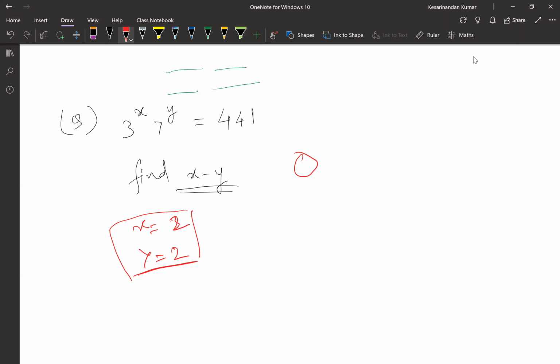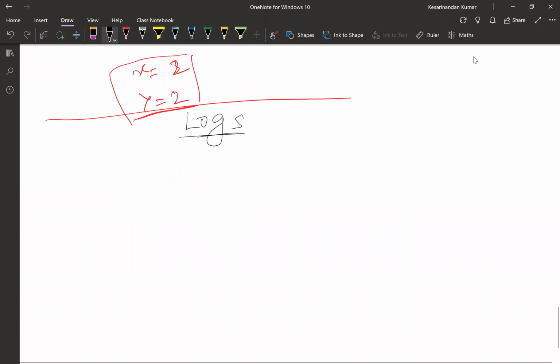So for this, we have covered our indices and surds. Guys, just before moving to log, anybody has any doubt in surds? Not logs, log. Yeah. Anybody has any doubt? Please ask me right now. Okay, then let's move forward.